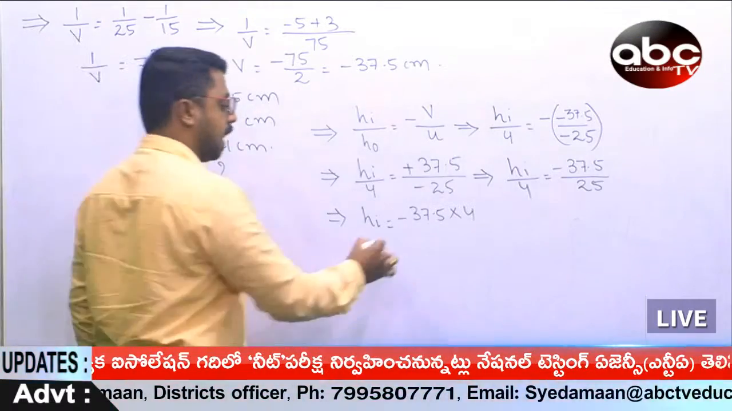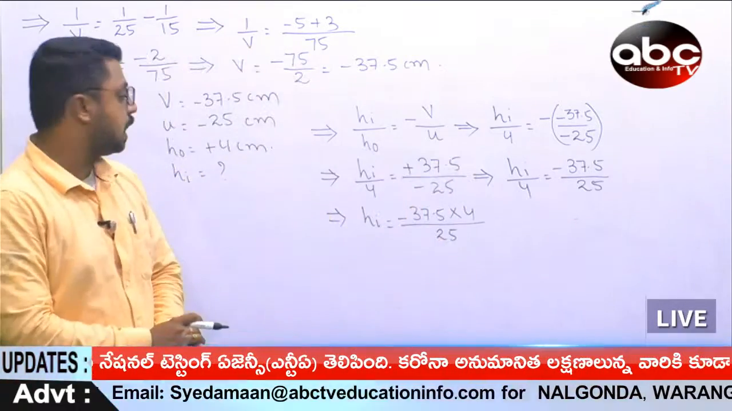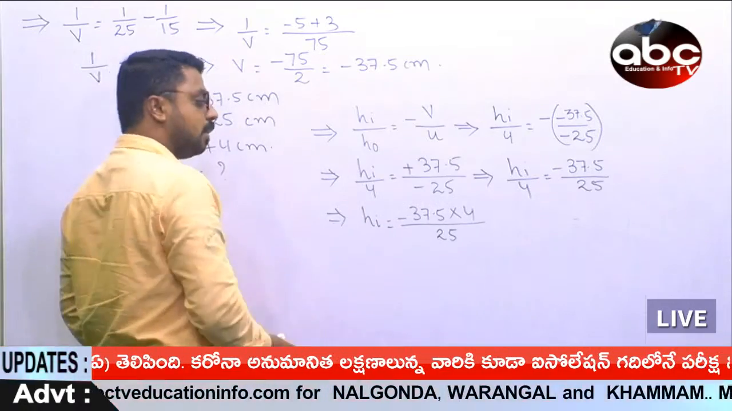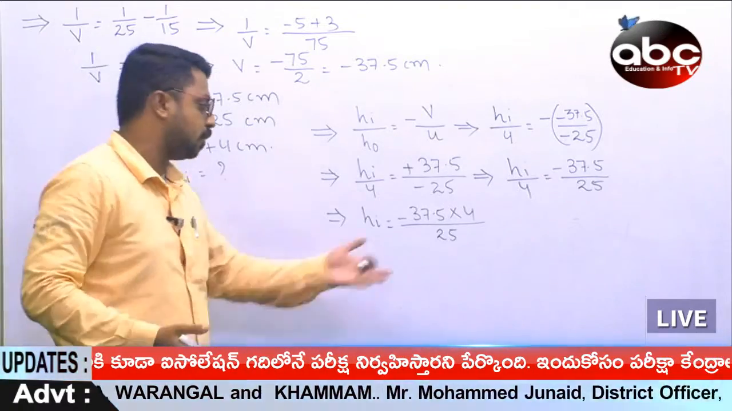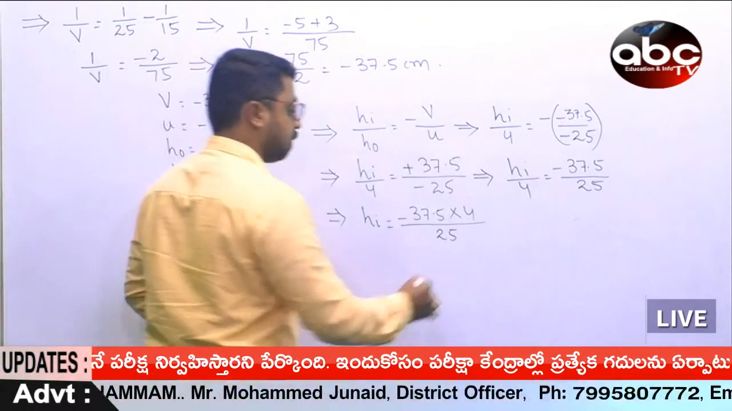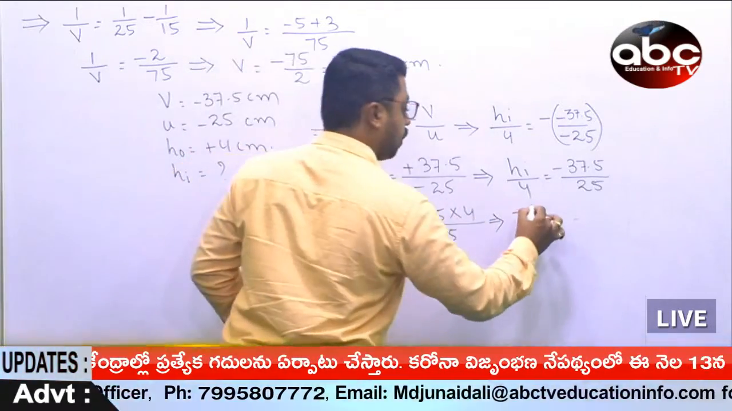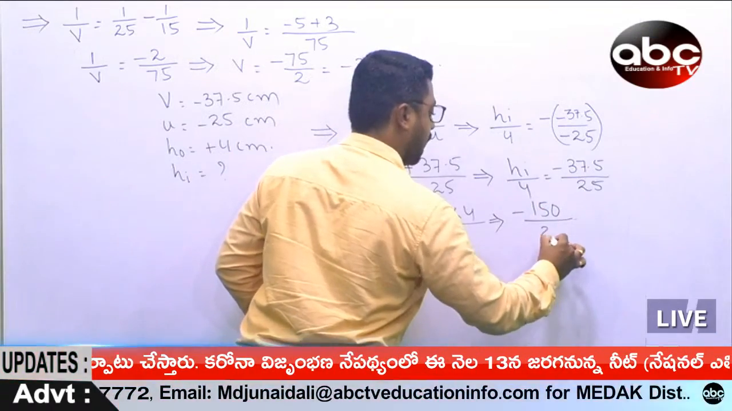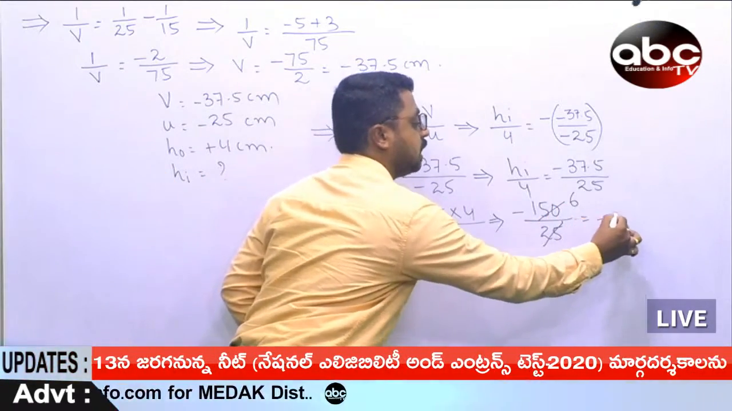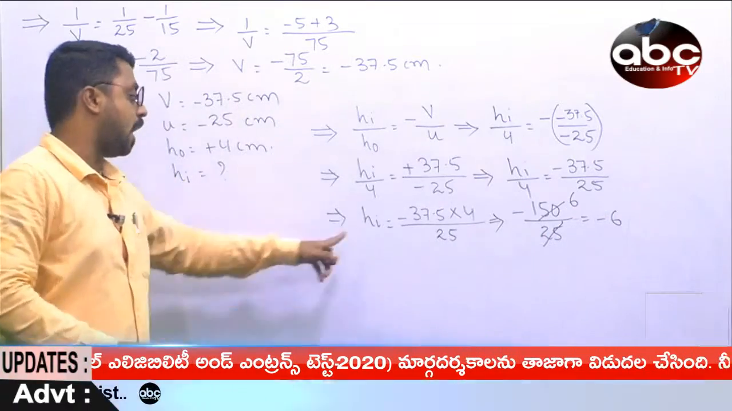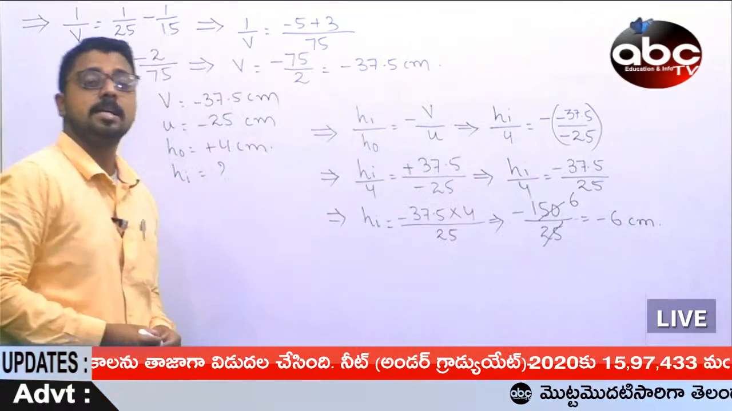So what is going to happen here? We expect 25 because it is in the denominator. Therefore, what are we going to do? Here, minus 37.5 into 4. What is the value? You can directly simplify it, or you can multiply it and simplify it. Minus 37.5 into 4. We are going to get 150 by 25. Naturally, 25 sixes are 150. So here we are going to get the height of image as -6, and of course it is in centimeters.